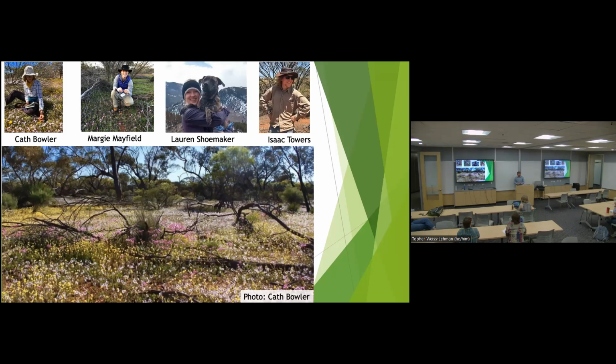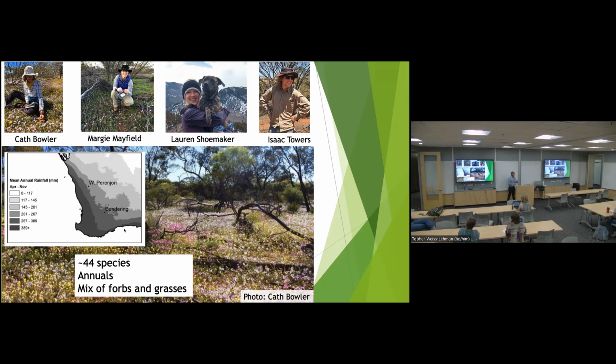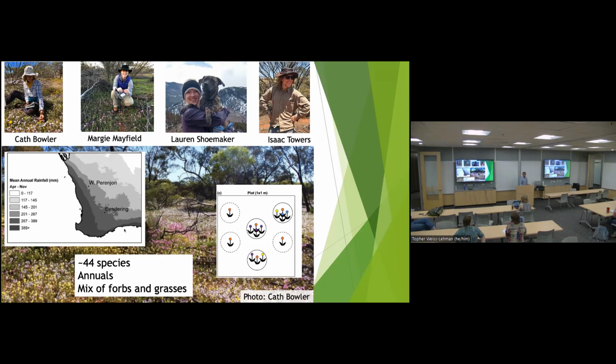And for this project in particular, this is using data that Kath Bowler collected as part of her PhD dissertation with Marty Mayfield. And then Lauren Shoemaker and I helped with the analyses. Isaac helps with a lot of the data collection, sort of background knowledge of the system. In particular, we collected data from these 2 sites, Western Perenjori Reserve and Bendering Nature Preserve in Southwest Australia. And you can see both these preserves are in slightly different rainfall regimes as well. So you got some variability there in that sense. And this community is about 44 species, depending on where you're sampling. As I said, it's about a mix of annual grasses and forbs.